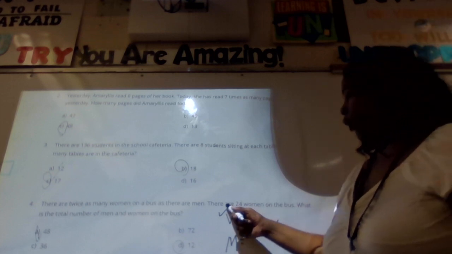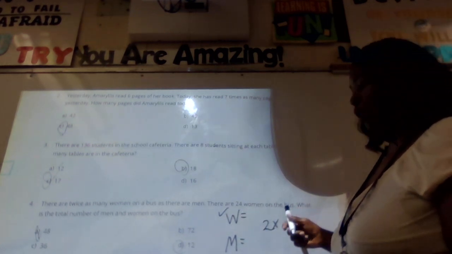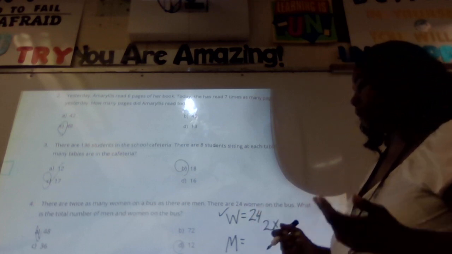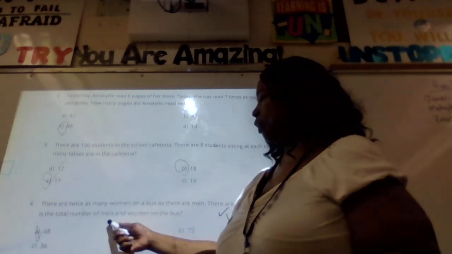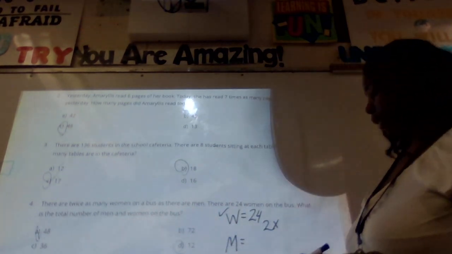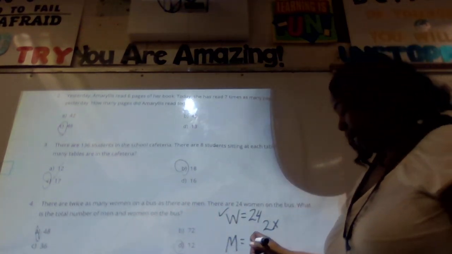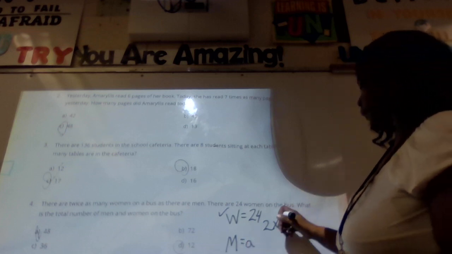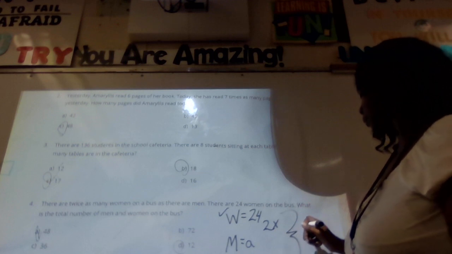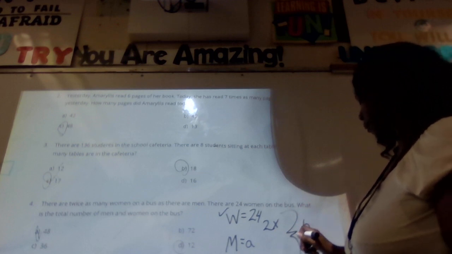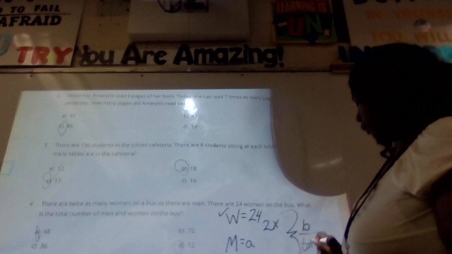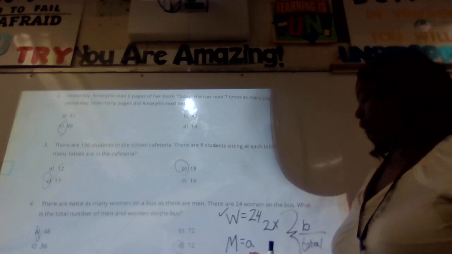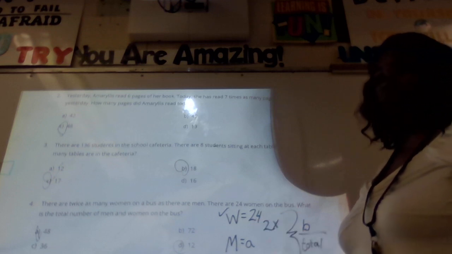Second sentence, there are 24 women on the bus. So I know how many women now is 24. Now I go to my next sentence. What is the total number of men and women on the bus? So we don't know the men yet. So we're going to do a variable. That's our unknown. We don't know our answer yet. And it also asks for the total. So I'm going to put the variable B, and I'm going to write total. This is what we're looking for. Okay? So we know our variable A must be smaller than 24.